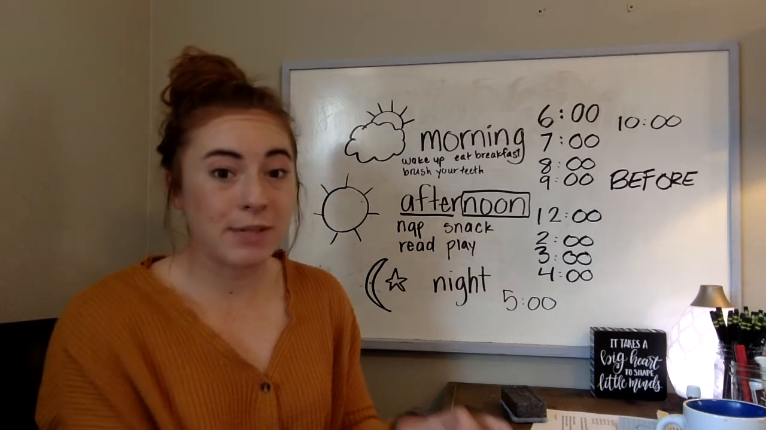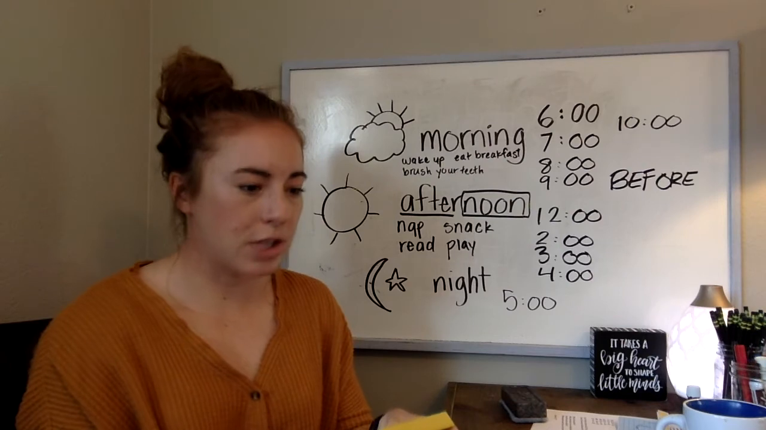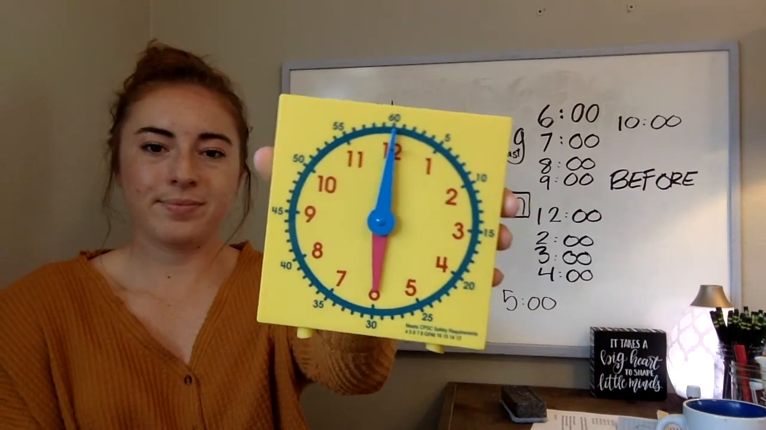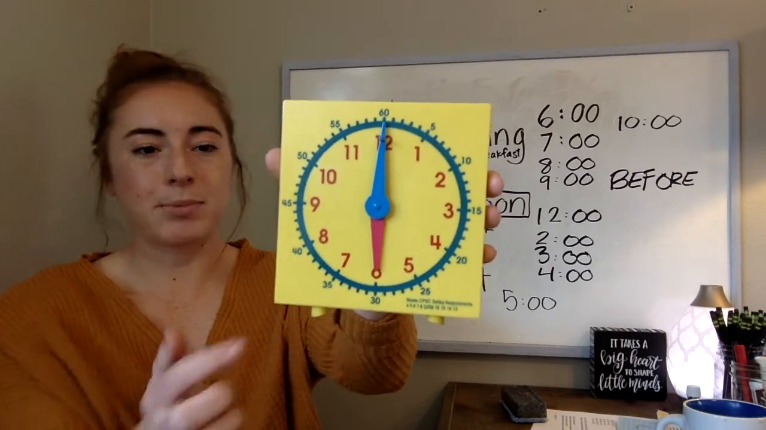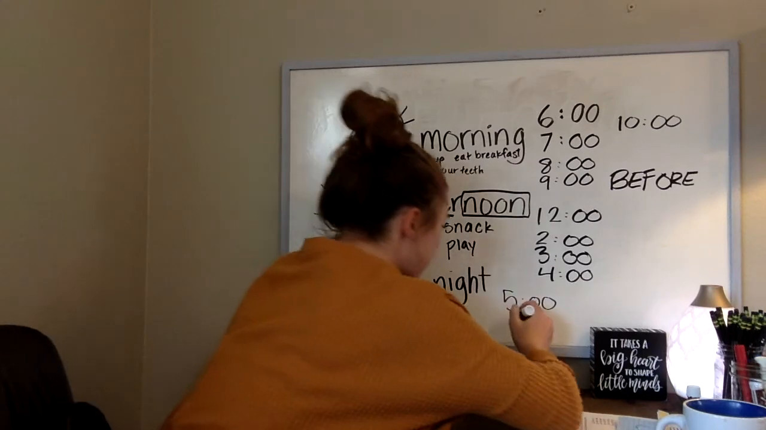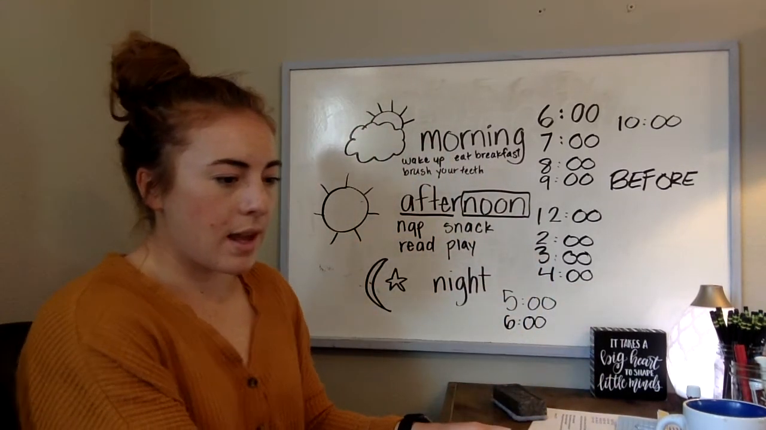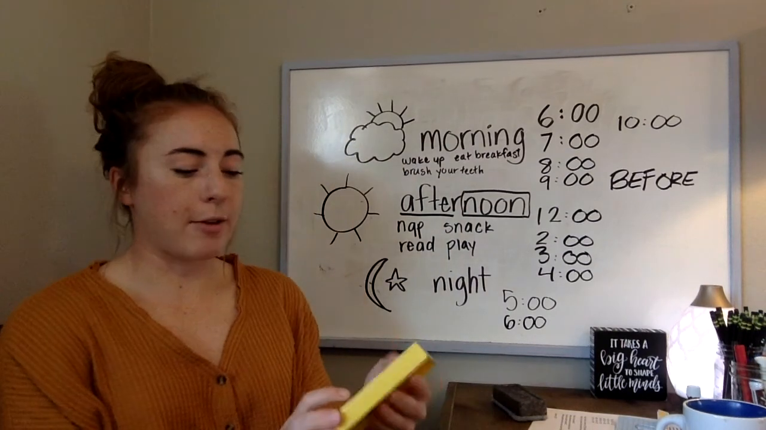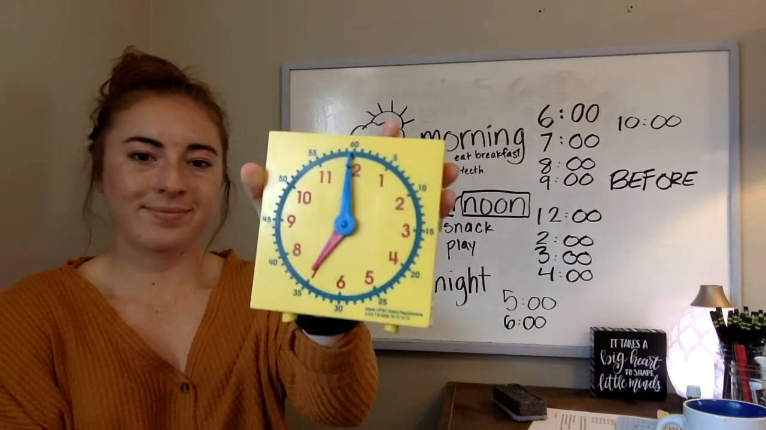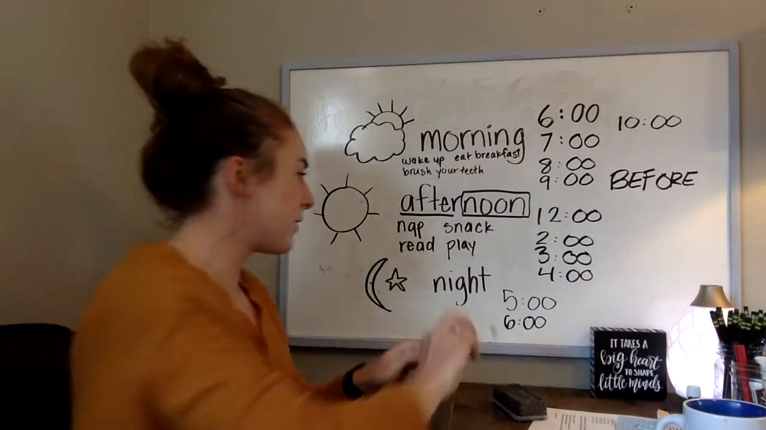Now I need to finish my story with Mrs. Brown. Can you tell me, what time does she eat supper? Mrs. Brown eats supper at 6 o'clock. This is when Mrs. Brown and Farmer Brown take a walk. Yeah, they take a walk at 7 o'clock.